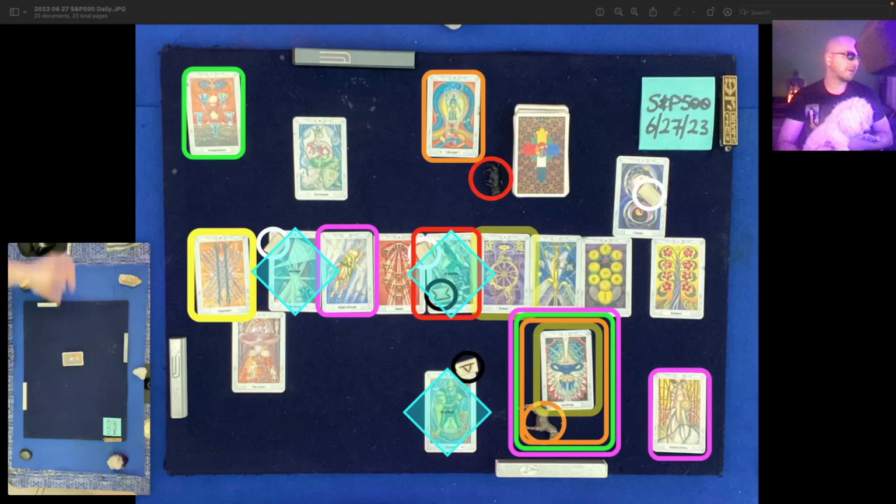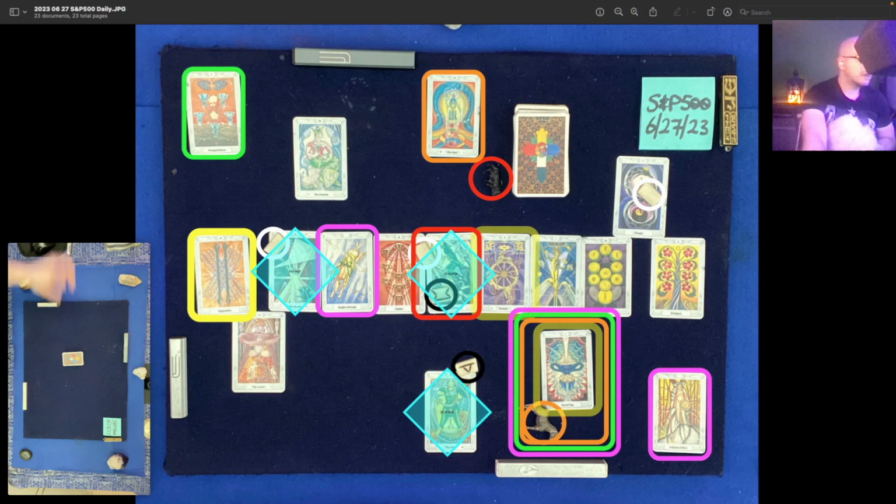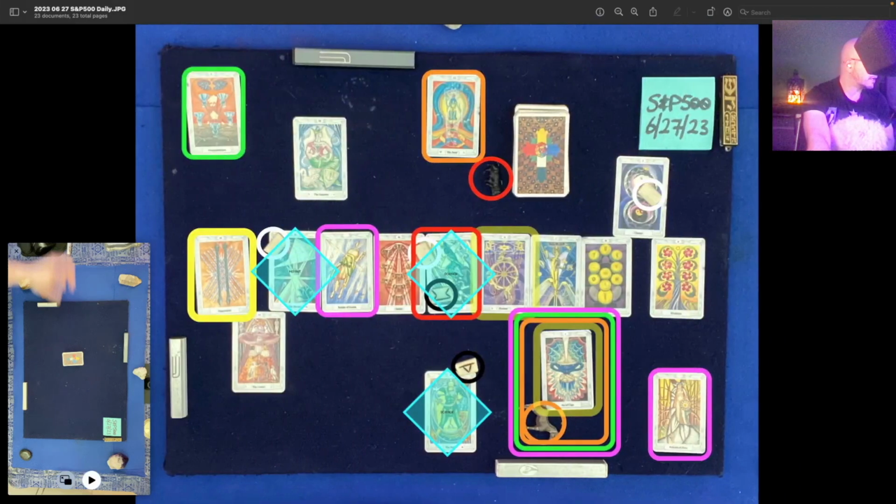This is the S&P 500 one-day reading for June 27, 2023. It's currently April 23rd, 2023, 10:14 p.m. Eastern Time. And the shuffle file that we're about to play was created on February 26, 2023 at 11:11 p.m. Eastern Time. That's this file right here.